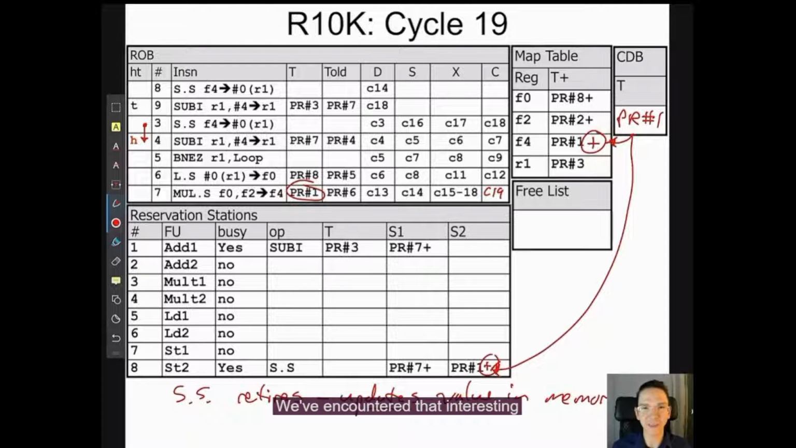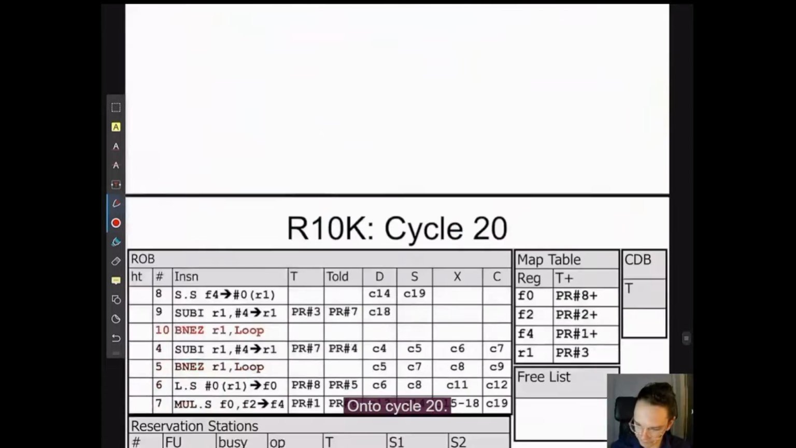We've encountered that interesting predicament in the issue stage again. We actually have two instructions with all operands ready, but because the issue stage reads from the register file, we have a finite number of ports. We're going to assume one instruction in issue and only one. So we'll use that heuristic again, picking the oldest issuable instruction. And so the store instruction issues in this cycle onto cycle 20.